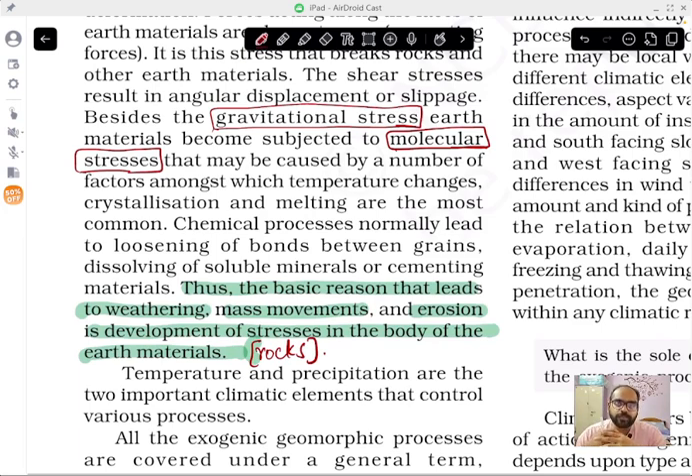Molecular stress can be developed by temperature changes. If there is a certain earth material or a certain rock, due to a high amount of temperature it can expand. Due to low temperatures it can contract. Due to this expansion and contraction, cracks are developed on the earth material. That is, the bonds between the molecules are loosened, which results in the chemical decomposition of that earth material. That is molecular stress.